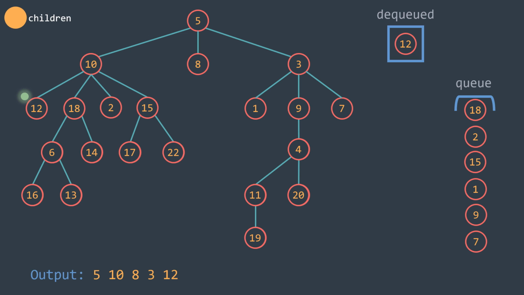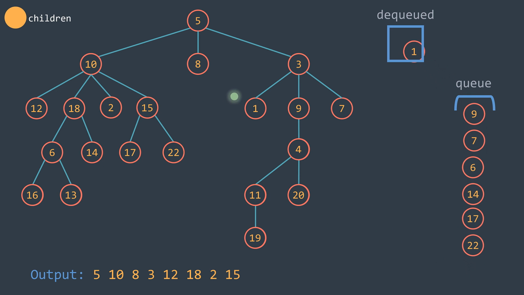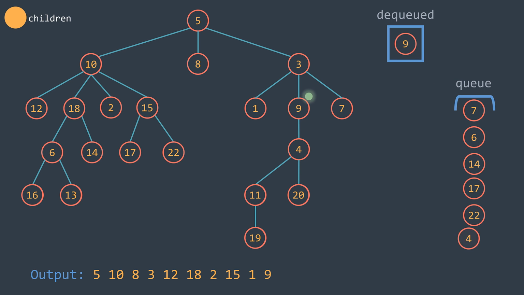Now we print and it has no children, so we just continue. With the queue again, we print and we enqueue children. And this process gets repeated until there are no elements left in the queue.